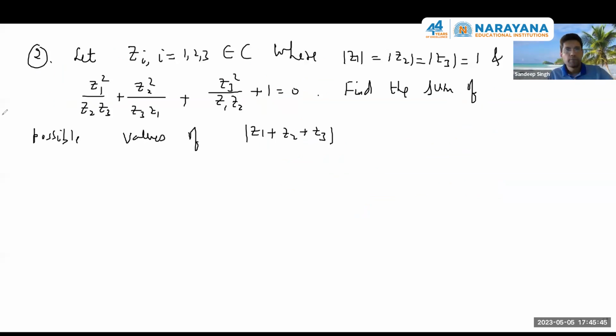Okay, do this. This is a cyclically symmetric expression: z1 square by z2 z3, plus z2 square by z3 z1, plus z3 square by z1 z2, plus 1 equal to 0. Find the sum of possible values of mod of z1 plus z2 plus z3. How do we proceed with it?